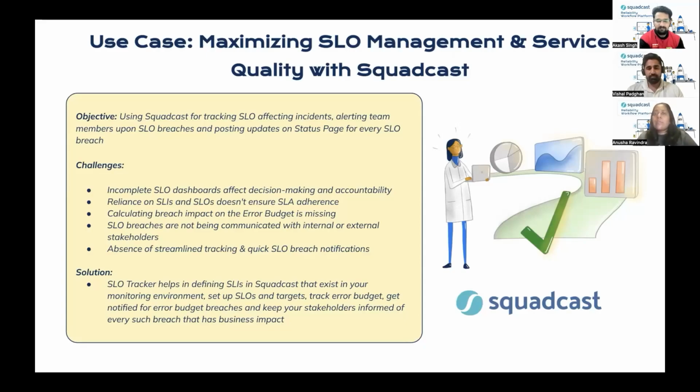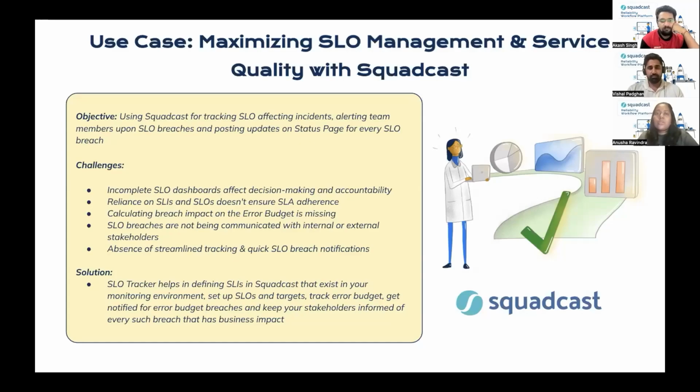They are not able to calculate the breach impact on the error budget. Also, SLO breaches are not being communicated with either internal or external stakeholders. And because of the absence of streamlined tracking and SLO breach notifications, obviously they are missing out on critical incidents and they don't understand what incidents have to be given what priority, right?